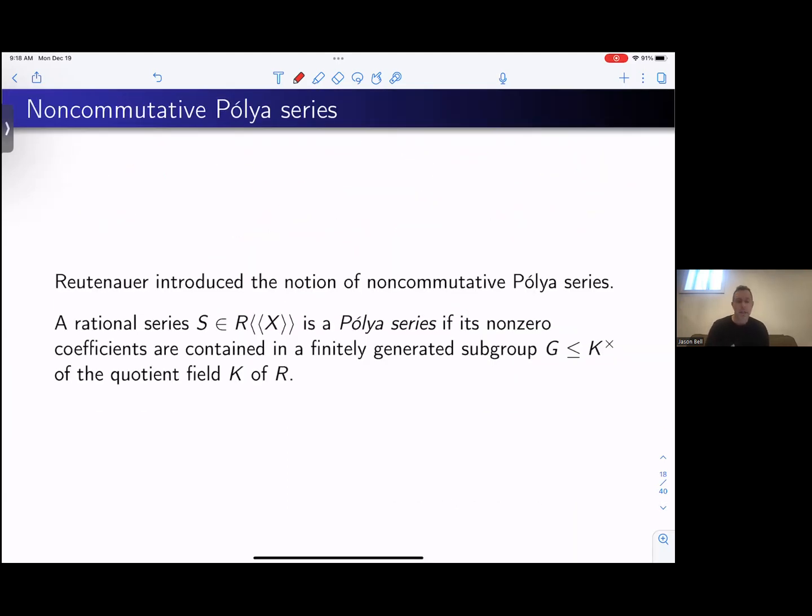Okay, so all of this started with the work of Reutenauer, who introduced the idea of non-commutative Pólya series. And this is very nice work. Here we can work with a general integral domain R. If we have a rational series, or if you like, you can think of a regular sequence, it's Pólya if the non-zero coefficients are again contained in a finitely generated subgroup of the fraction field. So again, the coefficients are contained in G union 0.